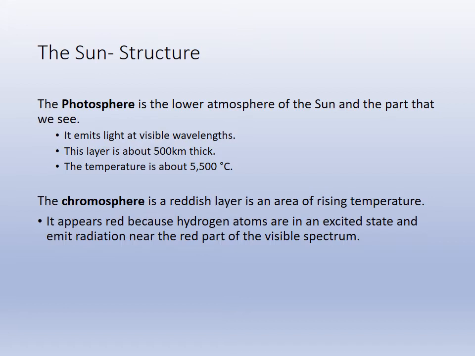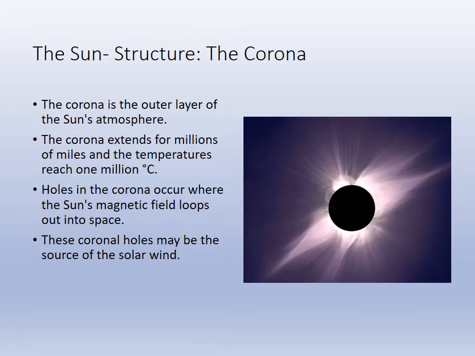The chromosphere is the reddish layer of rising temperature. Chromo means color. The corona is the outer atmosphere of the sun, visible during a solar eclipse.